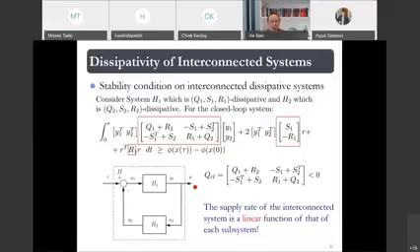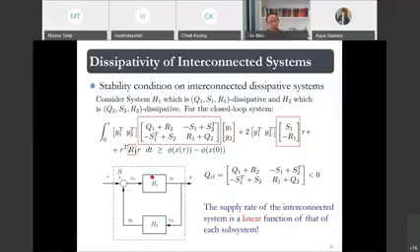Okay, now one of the most important reasons why we study dissipativity is that if we look at the interconnected systems, the dissipativity of interconnected systems can be represented as a linear combination of the dissipativity of individual subsystems, particularly in terms of the storage functions and in terms of the supply rates. Okay, now if we look at this closed loop system, we have 2 subsystems, H1, H2.